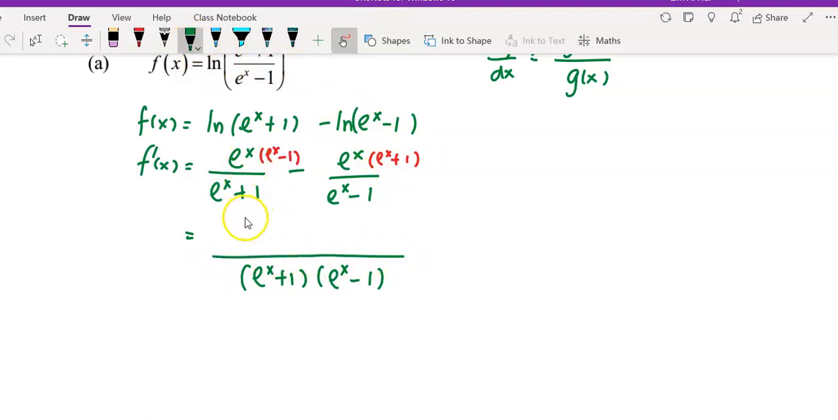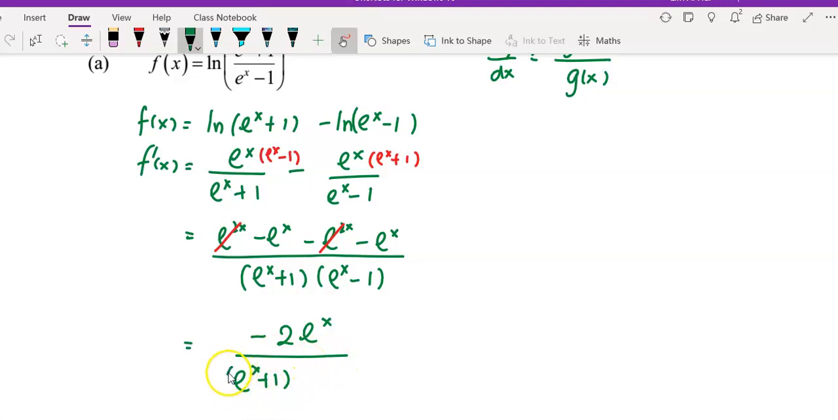So what we have now is e^x to the power of 2. That means you can write this as e^(2x) minus e^x, minus e^(2x), and minus e^x. Then you can see that e^(2x) and e^(2x) cancel off each other. What you have is negative 2e^x, and down here we still have (e^x + 1) multiplied by (e^x - 1).